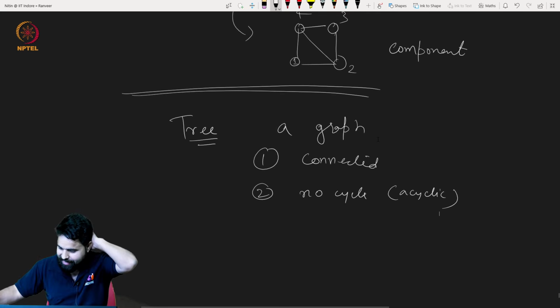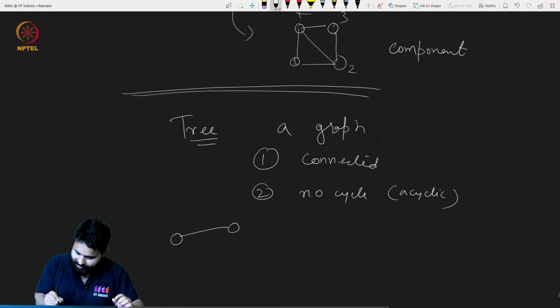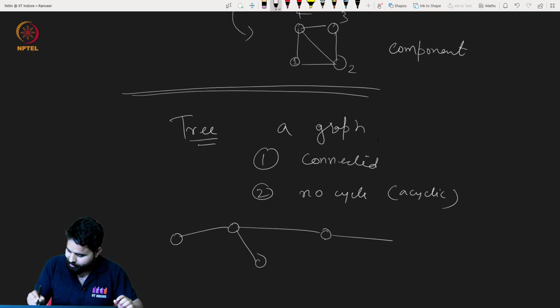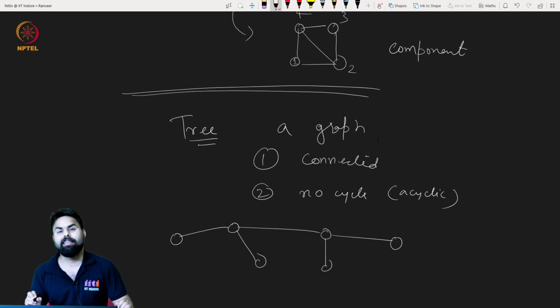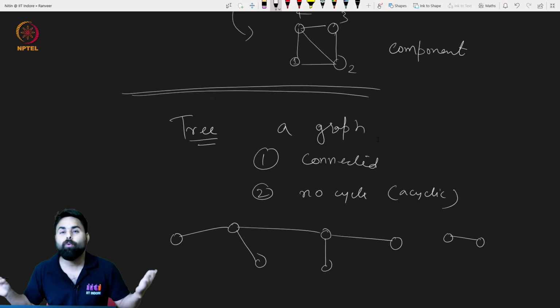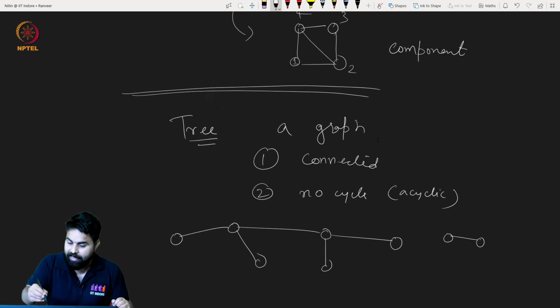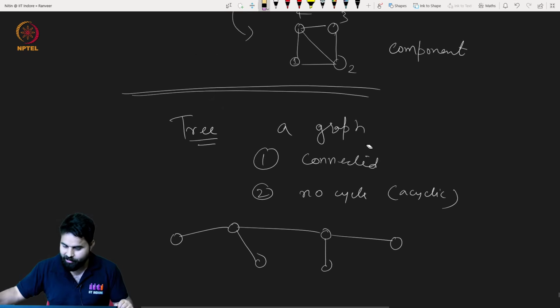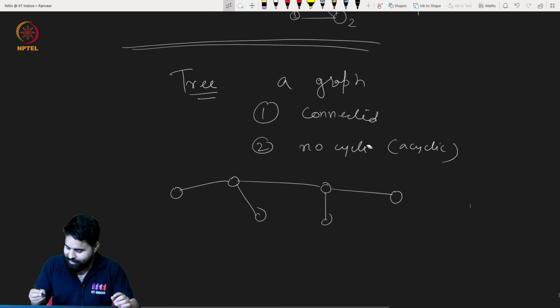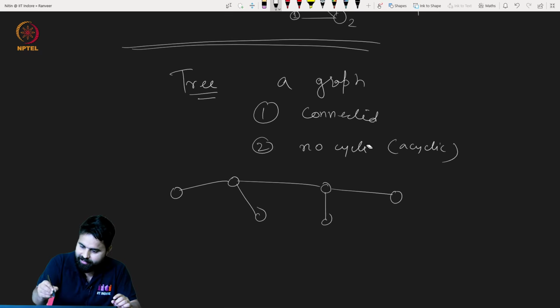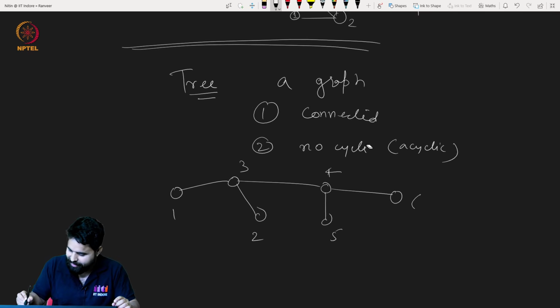Okay, so for example, this is a tree. By the way, if I add 2 more vertices and edges, this is not a tree. Why? Even though it still does not have any cycle, this is not a tree. Why? Because it is not connected. Okay, so let me erase it. So this is a tree. Very good. So let me now number its vertices: 1, 2, 3, 4, 5, and 6.